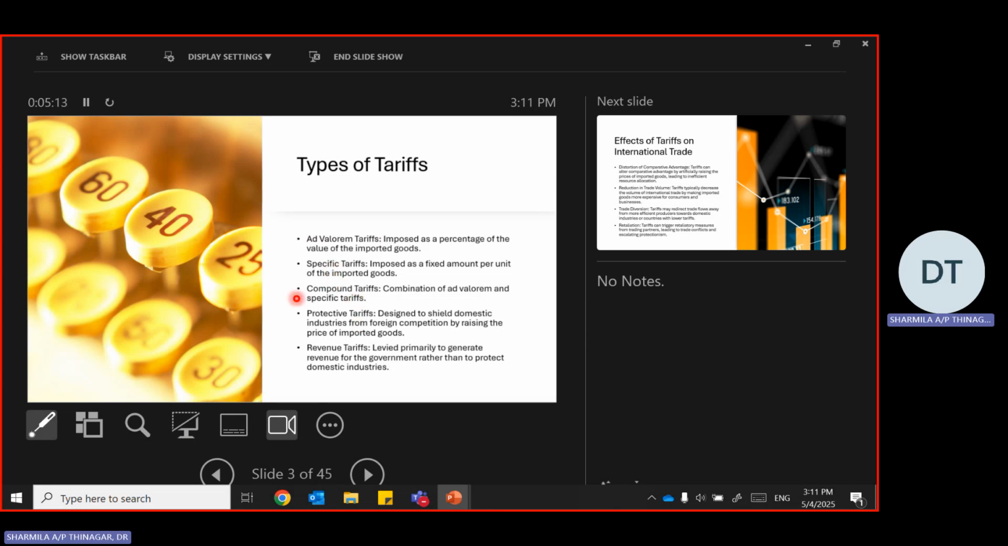Okay. Then they have a protective tariff. This one helps the domestic industries. Normally when a country imposes a tariff, they will say it is to protect the domestic industries. Okay. Then revenue tariff. This one is for the sake of the government. They want to make sure that the government is gaining revenue from the tariffs. Okay. So these are the types.